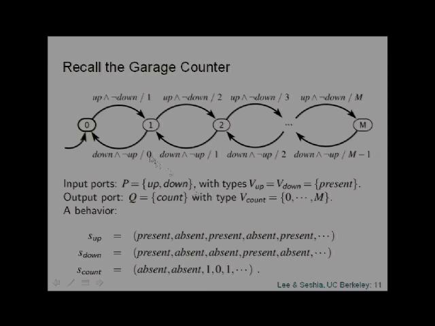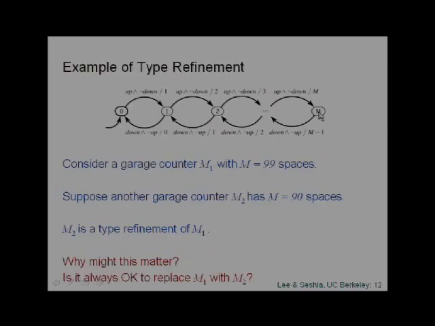So now one possible type refinement is something that has to do with the value of m. So let's consider a particular instance of the garage counter where m is equal to 99, and then you replace it with another garage counter M2 where m is equal to 90. So all that's different here is the number of internal states depending on the value of m and the kinds of outputs it can produce, obviously.